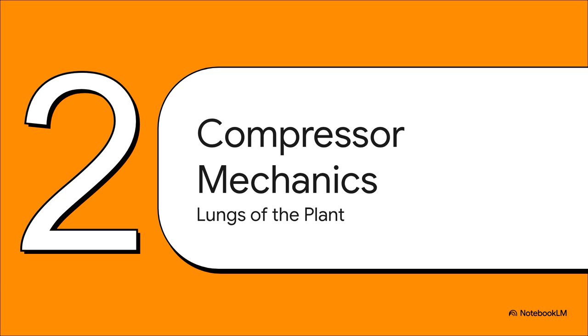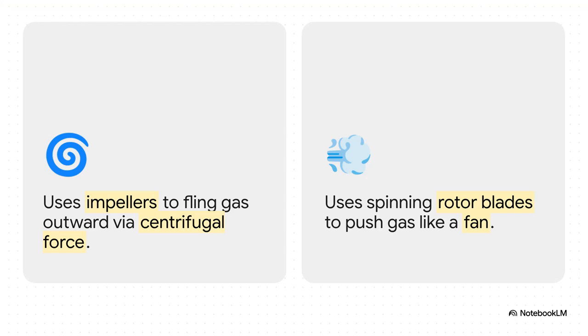Moving right along to Section 2, compressor mechanics, the lungs of the plant. Now, compressors generally come in a few different forms, but let's compare 2 of the absolute heavy hitters. First, the centrifugal compressor. This machine draws gas into the center of a rapidly spinning impeller. The massive vanes on the impeller literally grab the gas and fling it outward using sheer centrifugal force. This drastically increases the gas's velocity, which is then slowed down inside a widening casing, converting all that speed into incredibly high pressure. Axial compressors, on the other hand, push gas axially, straight along a central shaft.